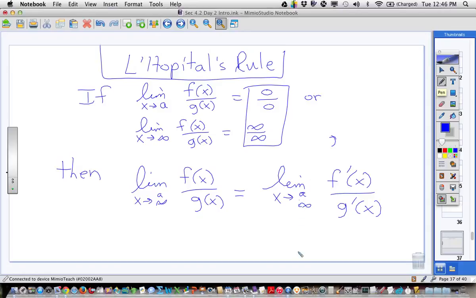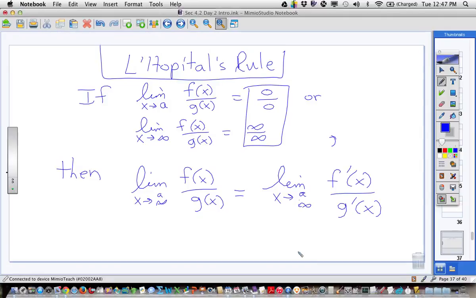Well, we've already been hinting at that all day yesterday. We said that what determines, if you have a small over a small or a big over a big, what's going to determine your answer is how fast they're getting small or getting big compared to each other. So what L'Hopital's rule says is, if we want to do this limit, we need to know how fast they're getting big or small, do the derivative, because that's what the derivative is. It's the rate of change.